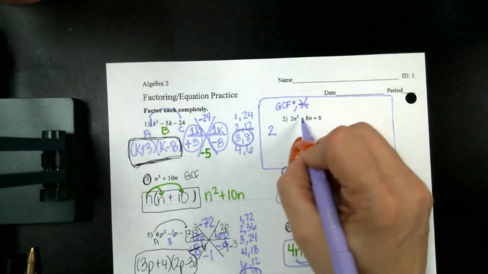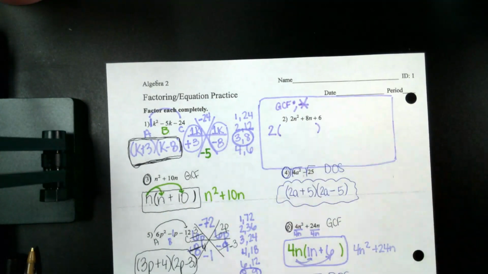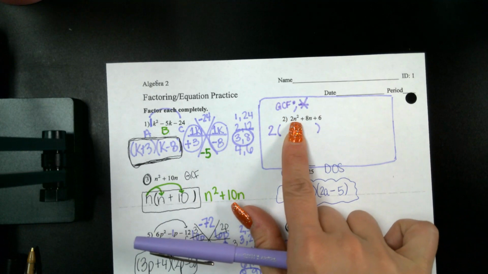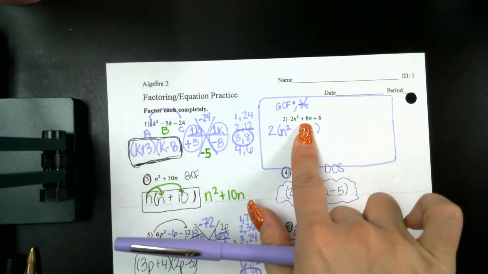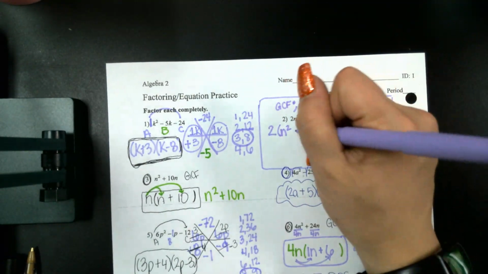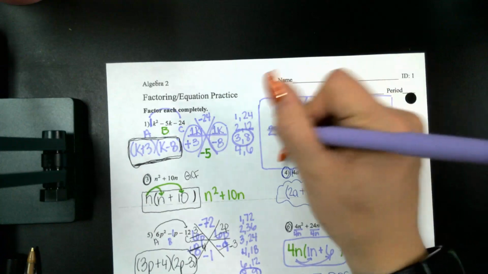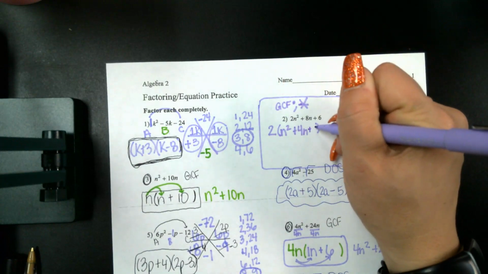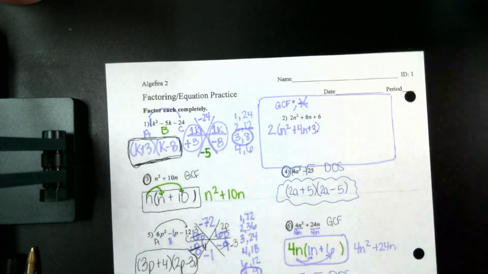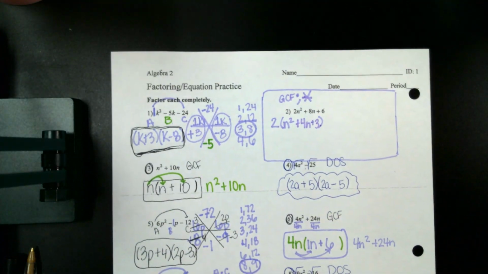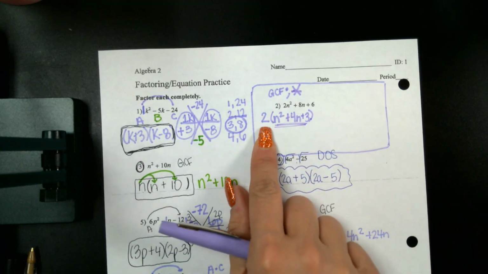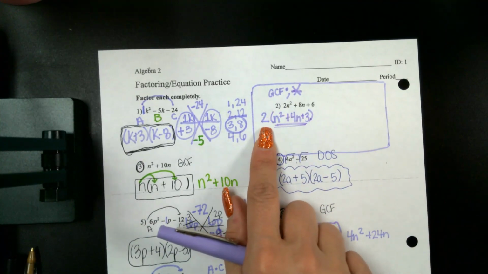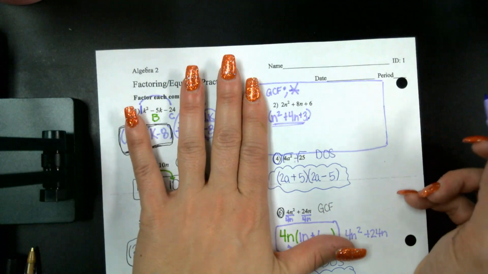Okay, so if I take a 2 out of each of those terms, what's left out of this one? Just the n squared, right? What's left out of this? 4n. And then what's 6 divided by 2? 3. Now this is what you're going to do the asterisk on. That 2 will be in our final answer, but it is not needed right now for the asterisk.